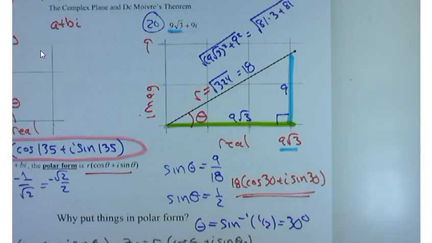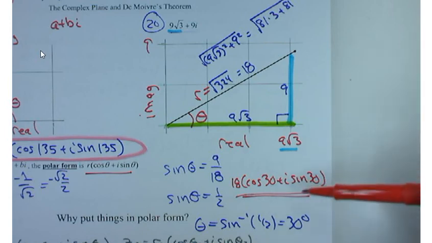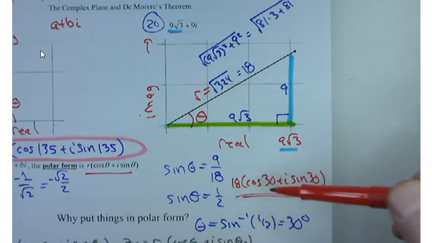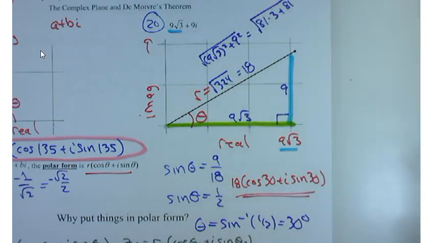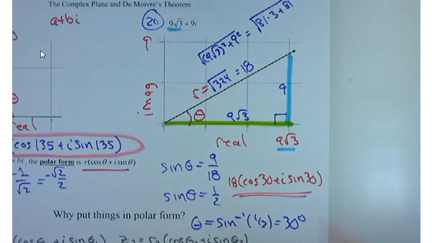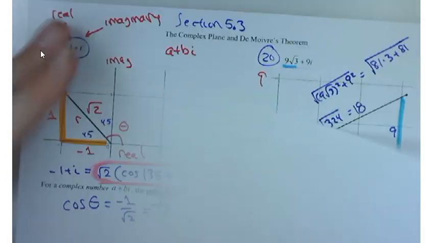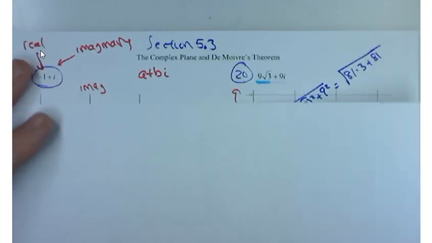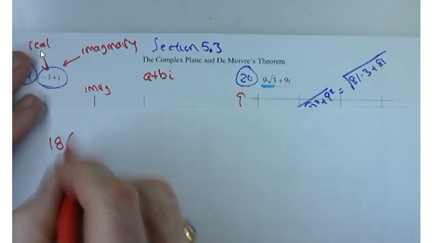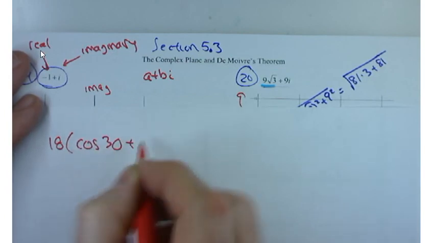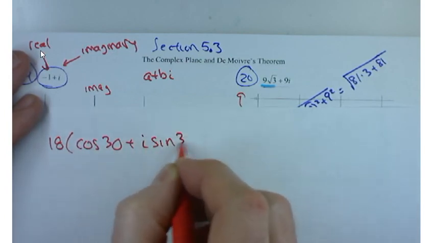Would it be worthwhile to double check this and make sure that that actually works, that this is actually equal to that? Maybe it wouldn't be bad. In fact, we're going to do two problems like that. But we'll start out with this one right here. Let's see that this and this are actually the same thing. So let me start out with 18 times a cosine of 30 plus i times a sine of 30.